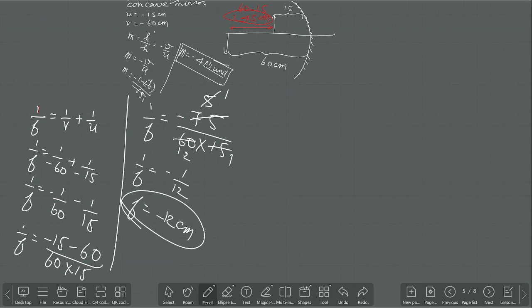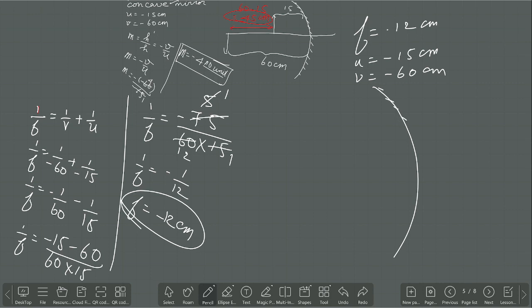So now we identified all the things. Focal length is going to be 12 centimeter. Object distance is going to be minus 15 centimeter. Image distance is going to be minus 60 centimeter. So based upon this condition, draw the ray diagram. Pole, focus, center of curvature.